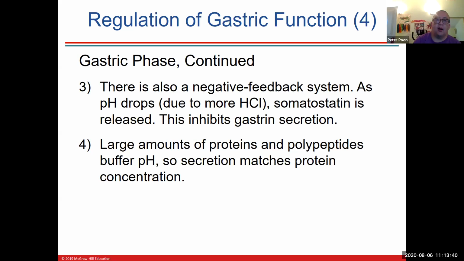Also coupled to that is a negative feedback loop, where too much HCl causes somatostatin to be released. Somatostatin inhibits gastrin and sends signals that you're full.